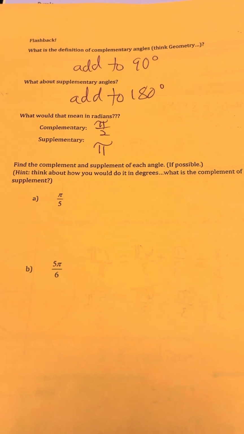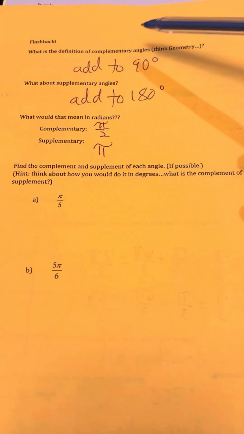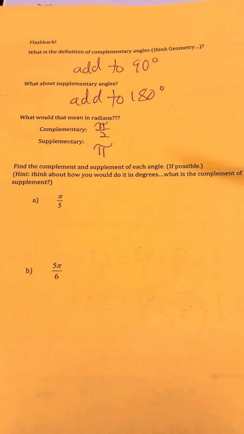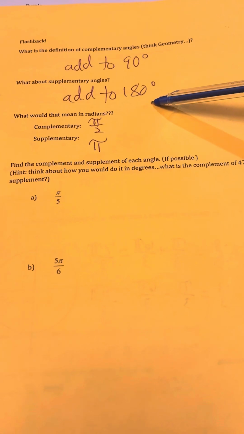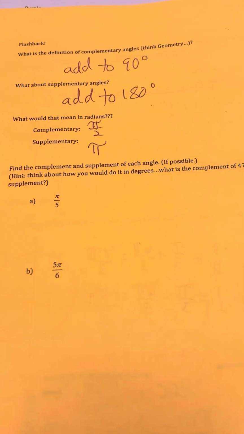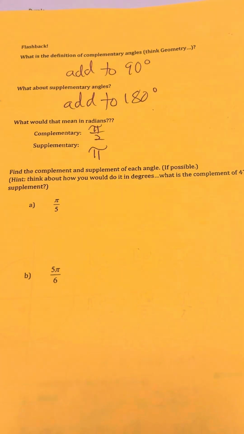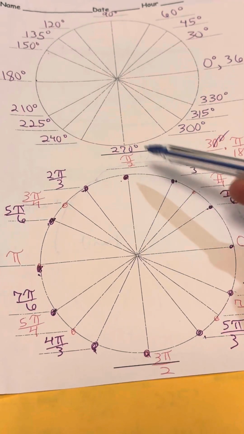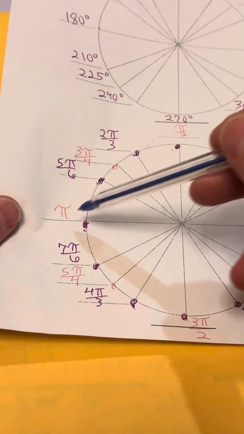I know as the bell was getting ready to ring, especially for 7th hour, we were talking about how complementary angles, going back to geometry or before, are two angles that add up to 90 degrees. Supplementary angles are two angles that add up to 180 degrees. Now using those radian values, complementary angles would need to add up to pi over 2, and supplementary angles need to add up to pi, which is 180 degrees.